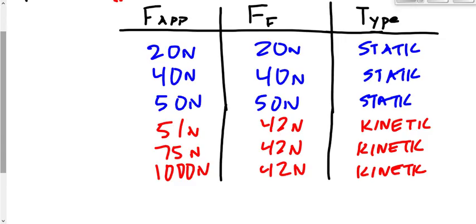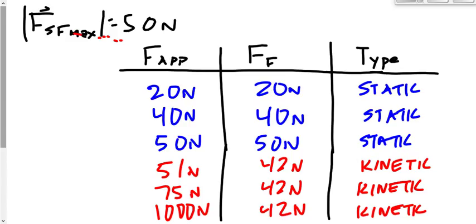All right, well, how exactly do we get this number, or this number for that matter? Right, these numbers that we have to calculate. This 20, 40, 50, right? We didn't have to calculate anything there because we knew that the 20 was just equal to the applied force. The 40 was equal to the applied force. The 50 was equal to the applied force. But how did we get that maximum value or the force of kinetic friction? We need a couple equations.